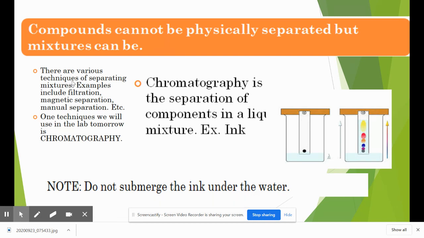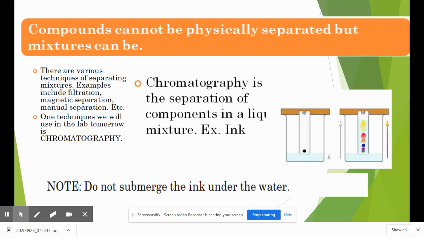And there are many different ways of physically separating mixtures. By the way, compounds like water, we cannot physically separate them. Mixtures we can. So chromatography is for physical separation of mixtures. There are other ways of physically separating mixtures, like using a filter paper. We call that filtration. Or you can use a magnet to separate a metal from a non-metal. Or you can use your hand to separate the different materials. We call that manual separation.